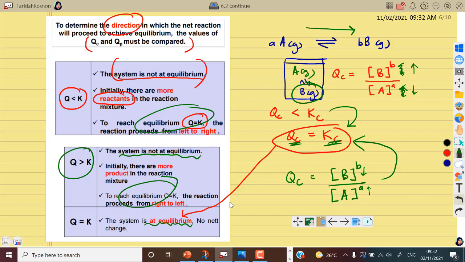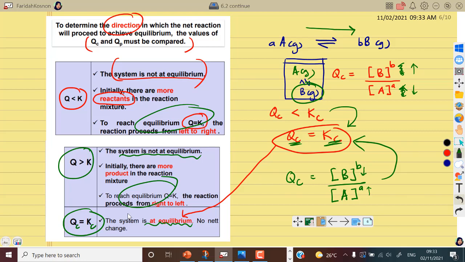Maksudnya tidak akan ada perubahan pada reaction punya position ataupun dia nak proceed ke mana tu, nak proceed from the right to the left ataupun from left to the right, tidak berlaku lah sebab sistem sudah mencapai equilibrium. Dan pada when QC equals to KC ni tadi, ataupun nilai Q equals to K, okay, the mixture contains the equilibrium concentration of reactants and product. Maksudnya sistem memang dah mencapai keseimbangan, dan dalam sistem ketika itu dia mengandungi concentration of reactants and product at equilibrium.